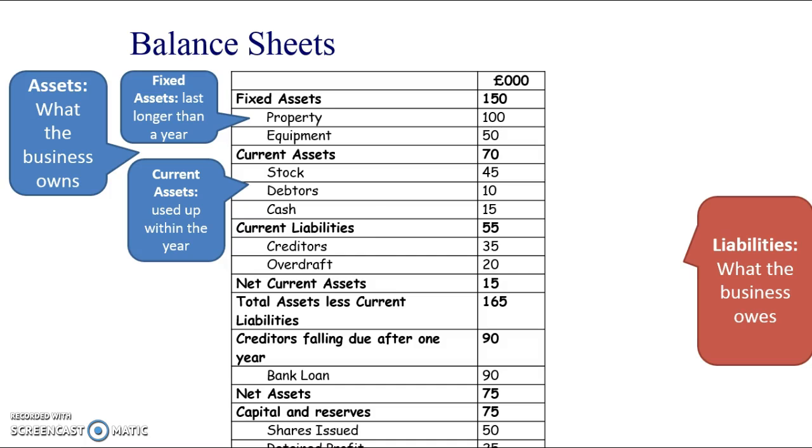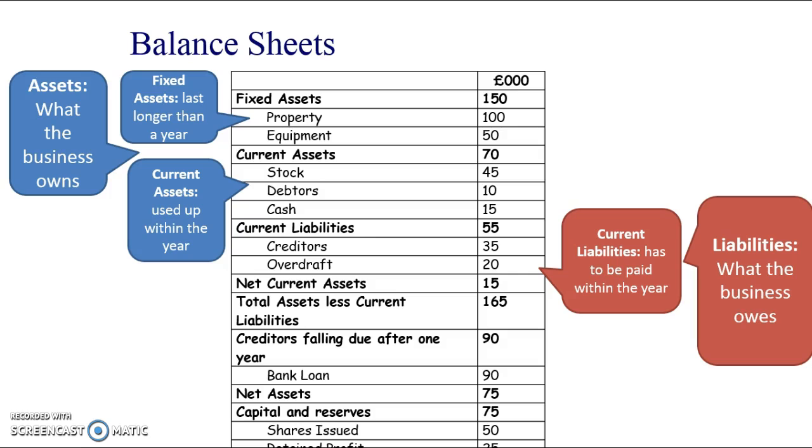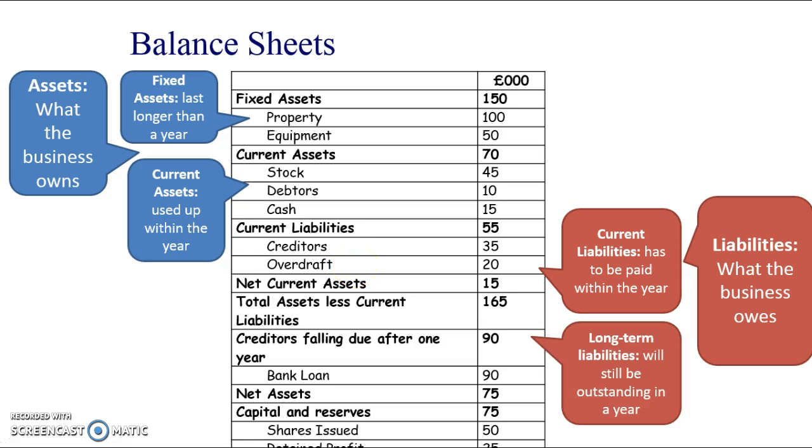Below the assets come the liabilities, and this is what the business owes. We split these up, and we've got current liabilities, and these are debts that have to be paid within the year. So we've got creditors. Creditors are suppliers that you owe money to, and an overdraft. This is a short-term debt, remember, from sources of finance.